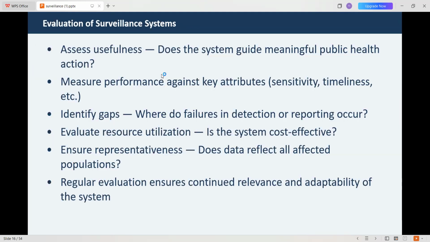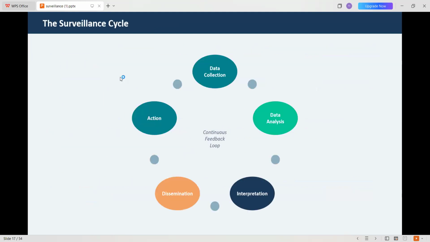Next is the evaluation of a surveillance system. Assess usefulness: does the system guide meaningful public health action? Measure performance against key attributes like sensitivity, timeliness, etc. Identify gaps: where do failures in detection or reporting occur? Evaluate resource utilization, ensure representativeness, and regular evaluation ensures continued relevance and adaptability of the system.